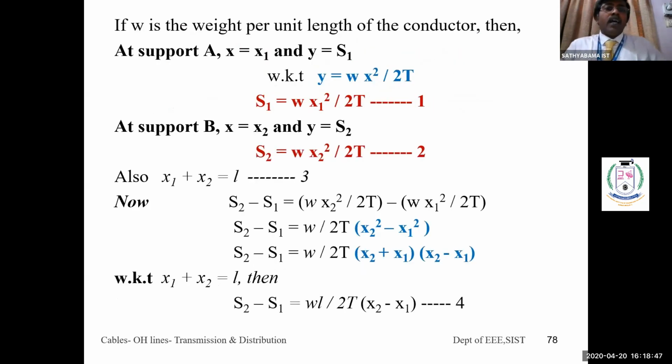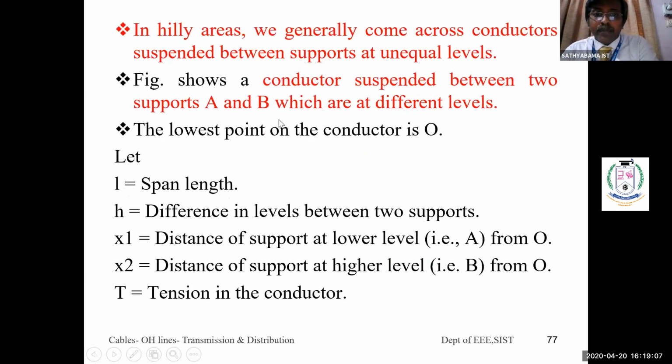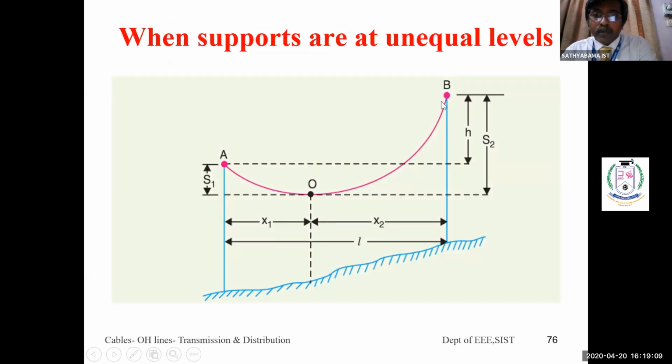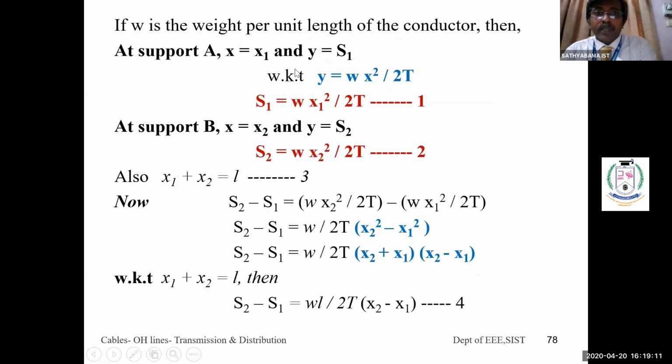Next, W is the weight per unit length. Then we have to calculate your sag. Already I said we have the two supports A and B, so you have to calculate S1 as well as S2. Please see the slide. At support A, X is equal to X1. This is from the diagram. A is X1 and B is X2, so that's why it is written here.